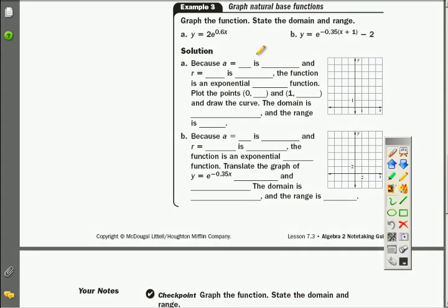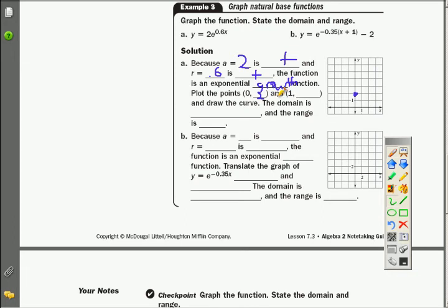All right. State the domain and the range. Because a equals 2 is a positive number, and r is 0.6, that's also a positive number. The function has to be an exponential growth problem. All right. Plot the points. Well, you might plot those points, and you'll end up with the point 0, 2. And then when you put a 1 in there, boy, that's going to be a nasty looking number. You're going to go to your calculator, and you're going to put that in.